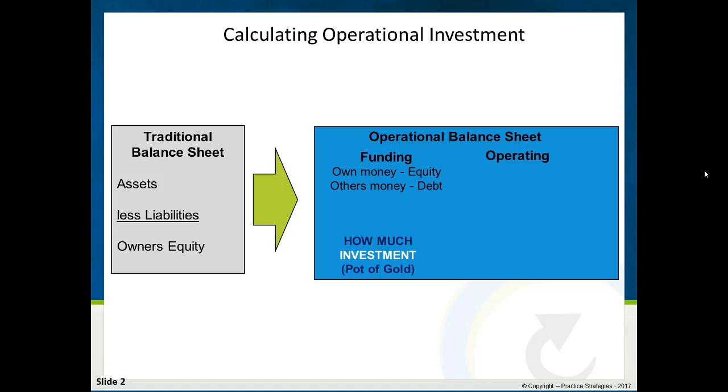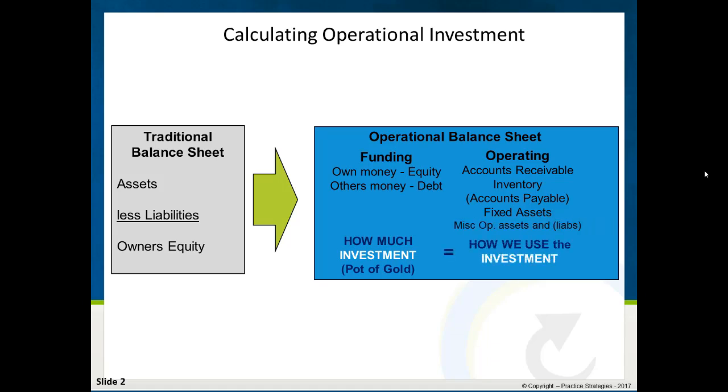Now, when you move all of those components of the balance sheet to one side, what are you left with? And the answer is predominantly four key operational components: accounts receivable, inventory, accounts payable, and fixed assets. The balance sheet still balances, but by expressing it this way, it's easier to understand and more informative.